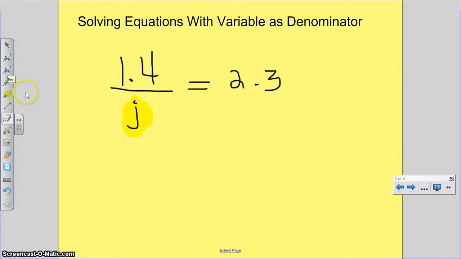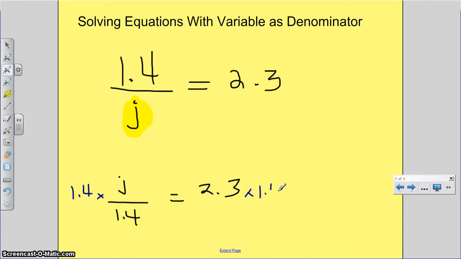Normally when we have, if this were reversed, for example, if this were j over 1.4 equals 2.3, let me ask yourself what you would do there. Well, you'd probably say, oh, well, I'd multiply by that denominator 1.4, multiply by that denominator 1.4, and that cancels, and the answer is whatever that is.